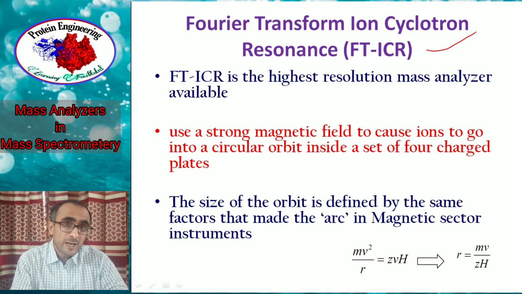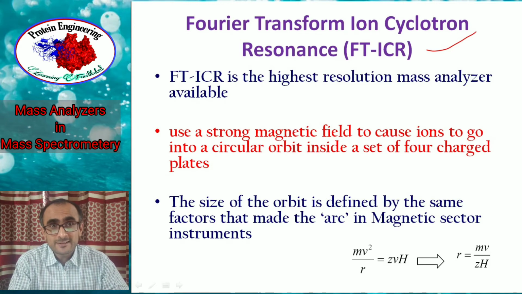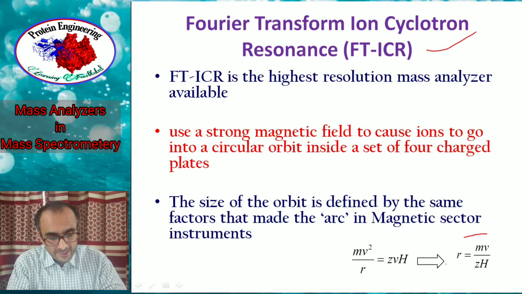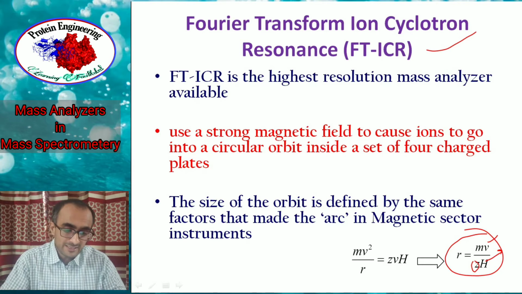We know that when you have an accelerated ion and you pass it under magnetic influence, it doesn't go in a straight line, but bends into a circular trajectory. And the radius of that circular trajectory depends on m/z. So R is equal to mv upon zH, where m is mass, v is the velocity, z is the charge, and H is the magnetic field here, which is kept constant.